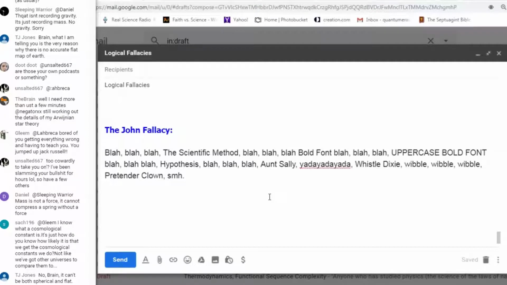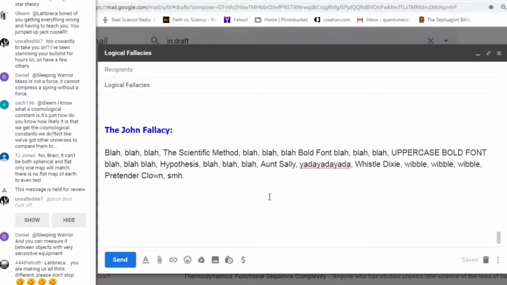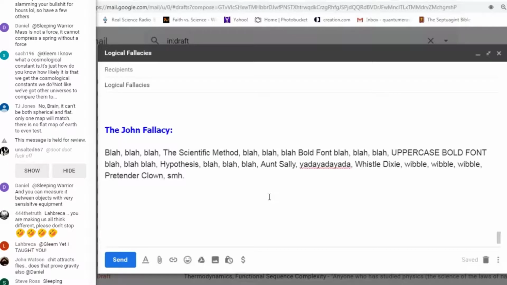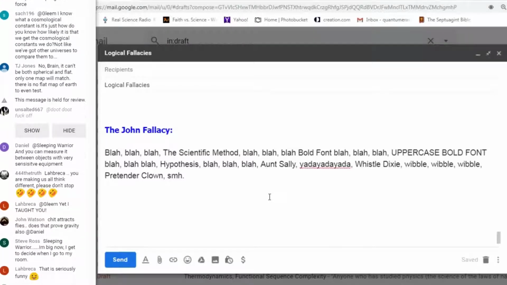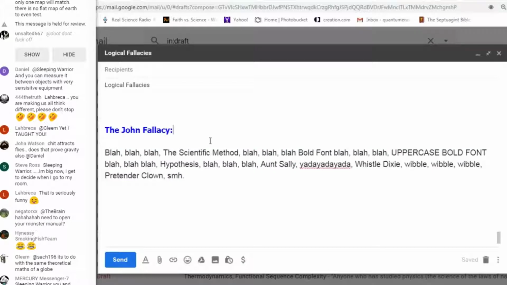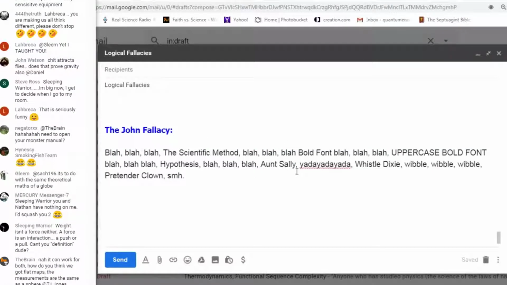He called it the John fallacy. It says blah blah blah, the scientific method, blah blah blah, bold font, blah blah blah, uppercase bold font, blah blah blah, hypothesis, blah blah blah, Aunt Sally, yada yada yada, whistle Dixie, wibble wibble wibble, pretender clown, shaking. So they sent this to me, and I thought it would be appropriate, and that I do have a fallacy, and it's this one. He did a really good job with it. So I thought I'd post it and share it with everyone.